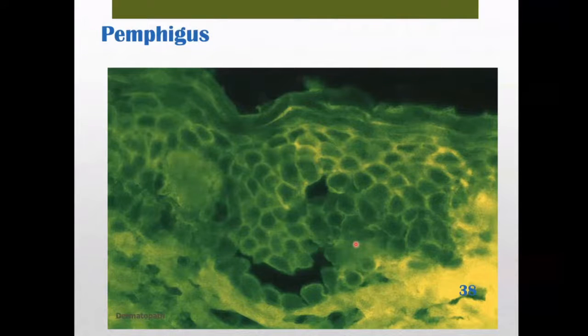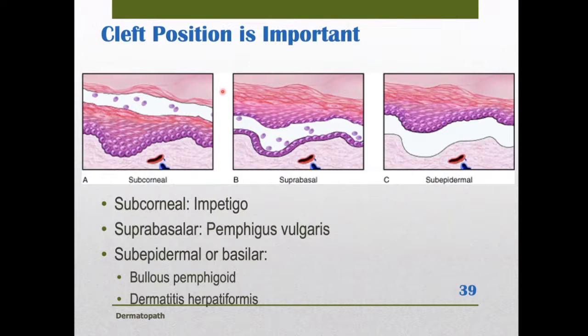So when you do immunofluorescence, there will be here antibodies where it is more yellow, it is positive. There are positive antibodies against the basement membrane and against the desmosomes, like here between one cell and another. So which explains what is happening. And here it is very important to precise the position of the cleft.